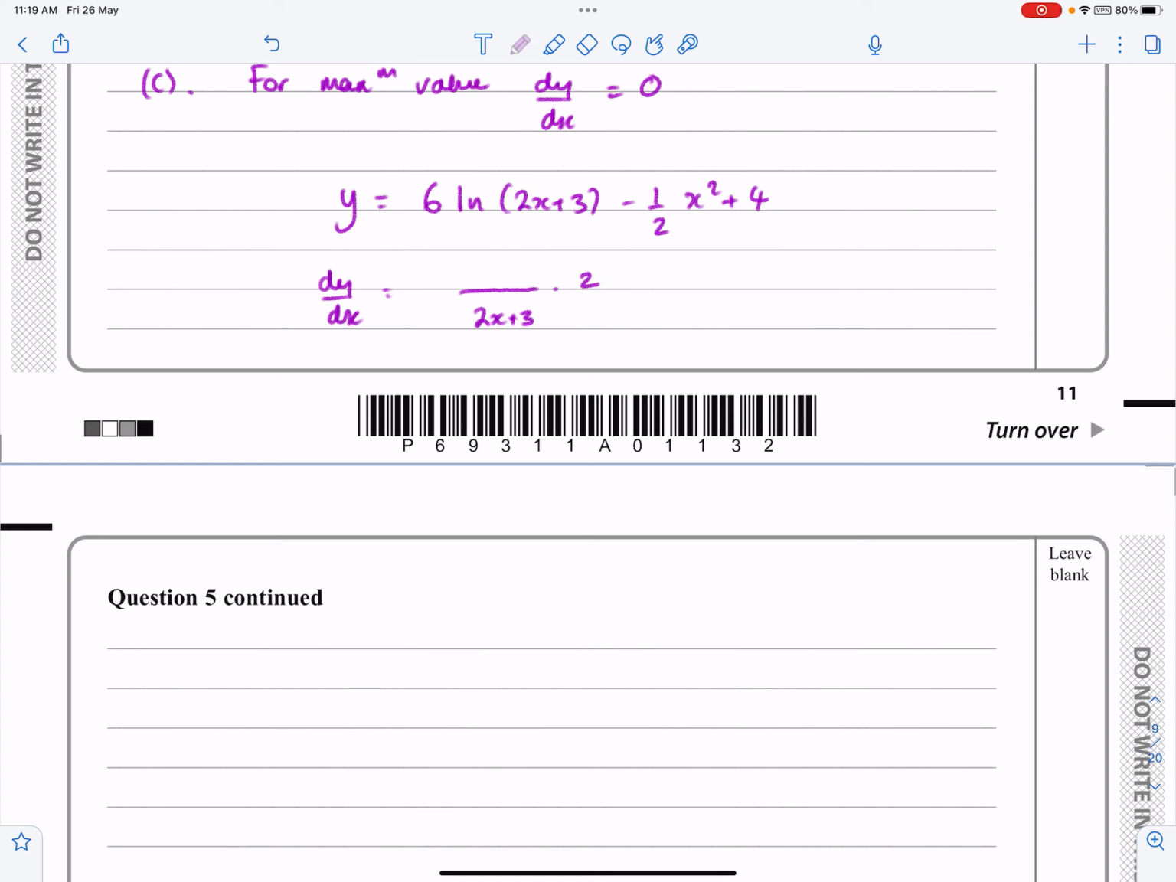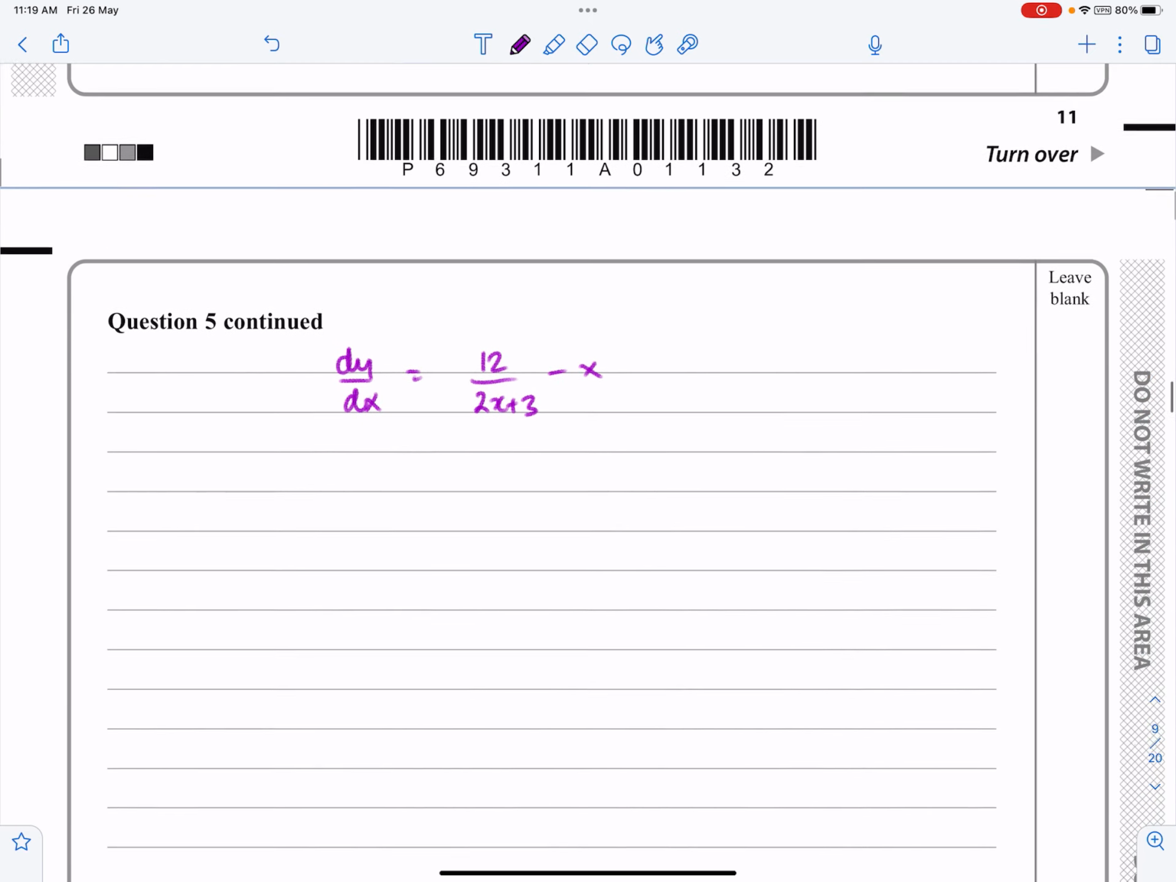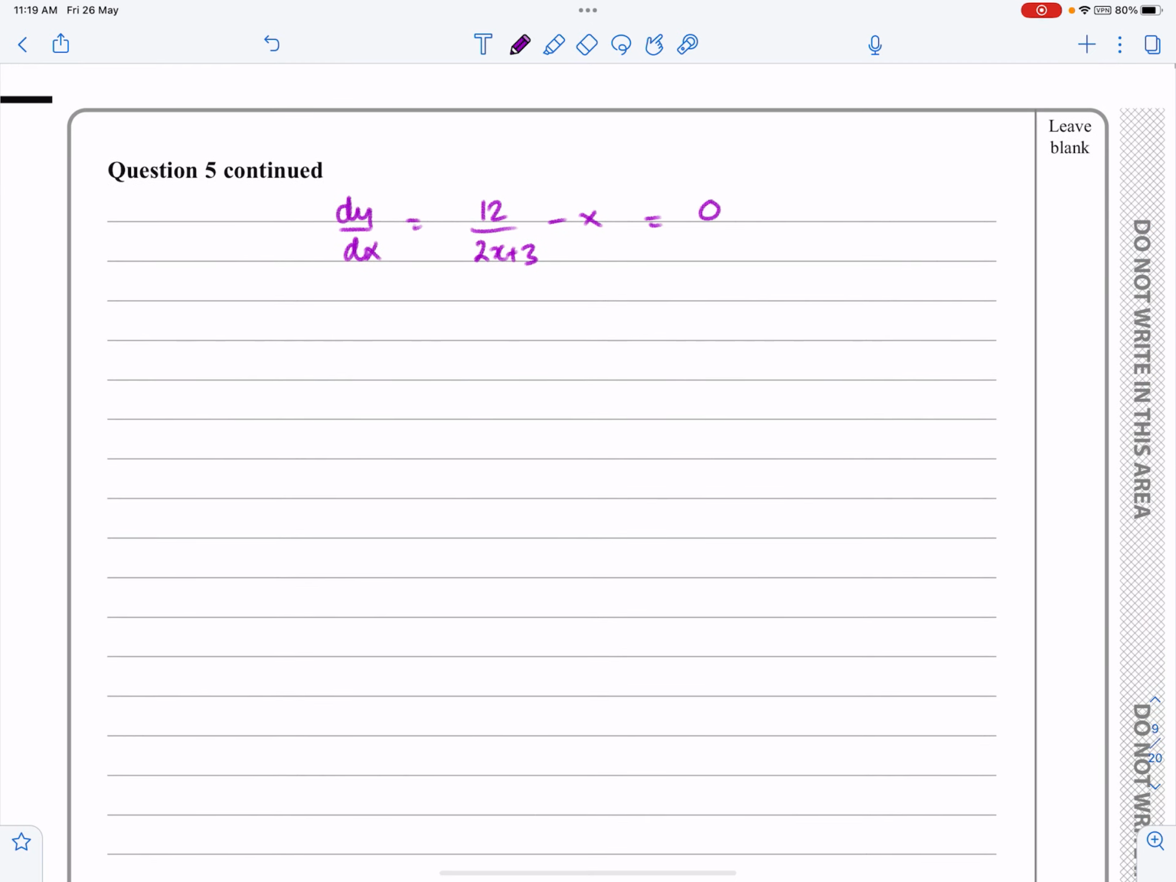And now I go back and say, yeah, there was a 6 there originally, I can leave that in there. Differentiating half x squared, multiply by the power, add 1 onto the power. But hopefully you can just see that, that's minus x, and obviously the 4 will go completely. Tidy that up then. dy by dx is 12 over 2x plus 3 minus x, and I'm going to be putting that equal to 0. Okay, let's do that. 12 over 2x plus 3 minus x equals 0.